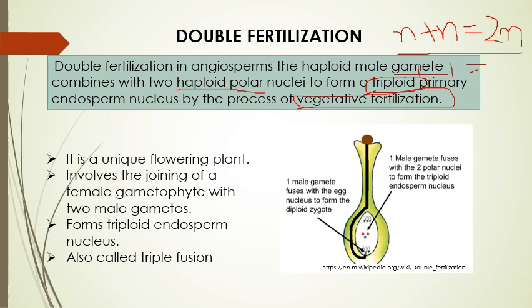As in the right hand side diagram, you can see the normal one and the double fertilized one. In the normal one, one male gamete fuses with the egg nucleus to form a diploid zygote, the normal case. And in this case, one male gamete fuses with the two polar nuclei to form a triploid endosperm nucleus. In this case, the triploid endosperm nucleus production causes double fertilization.